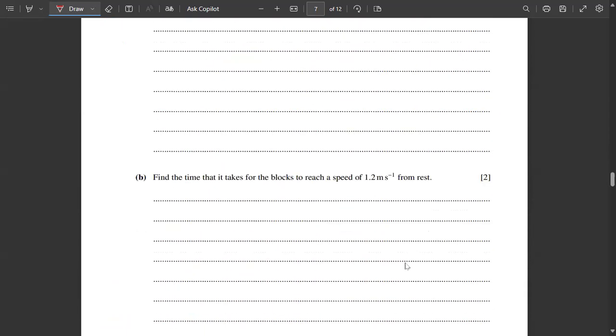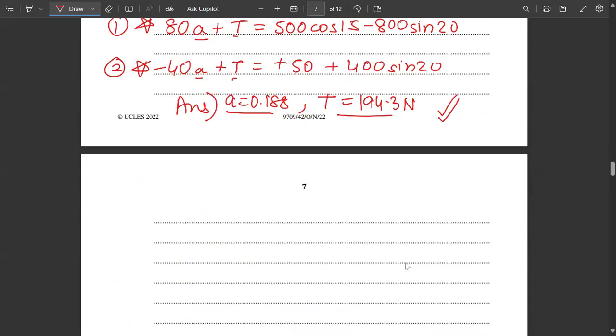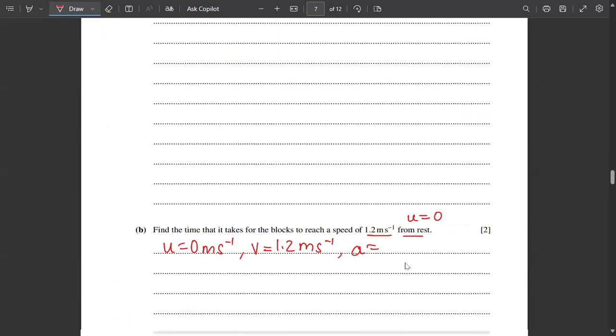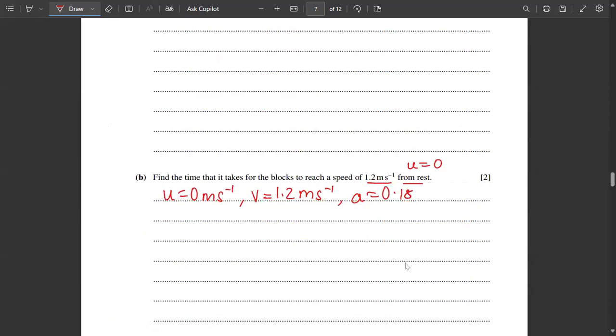Next, find the time it takes for the block to reach a speed of 1.2 meter per second from rest. From rest means initial velocity is 0 meter per second. The final velocity is 1.2 meter per second. The acceleration of the block will be 0.188 meter per second squared. So now we have to find out the time.